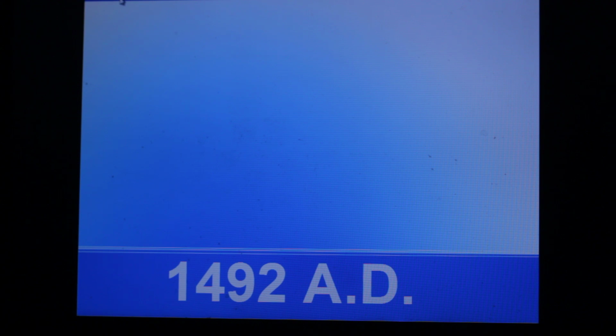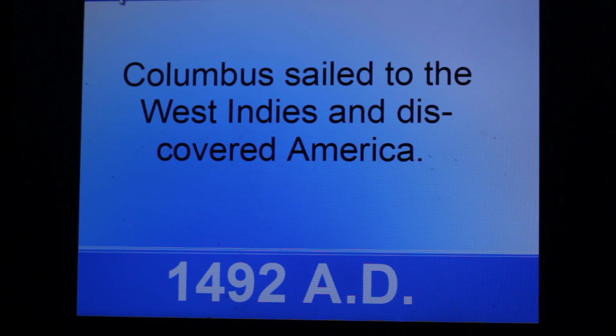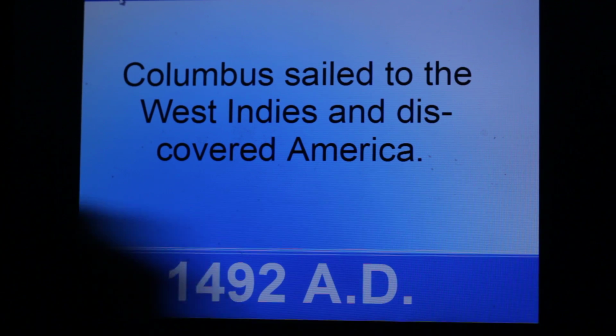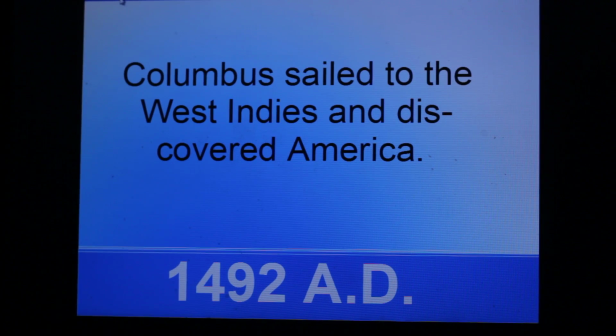So there's the date, put in big numbers, 1492 AD, okay? So you're going to put down big numbers, and then you're going to write Columbus sailed to the West Indies and discovered America. All right, there you go. Something short. That's like about 8 or 9 words. You want to keep it short and tell us what happened.